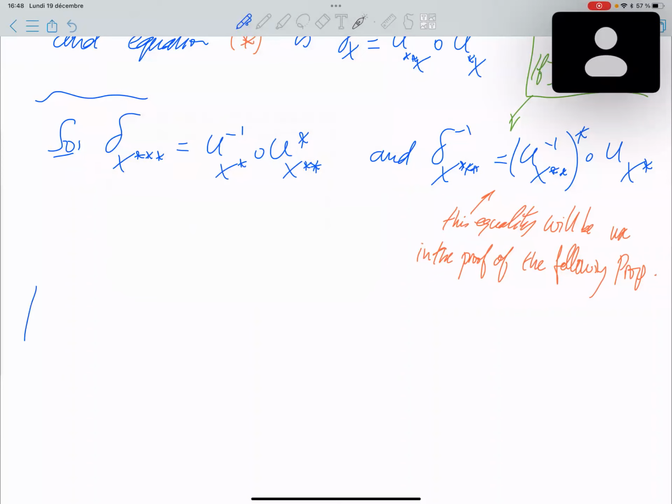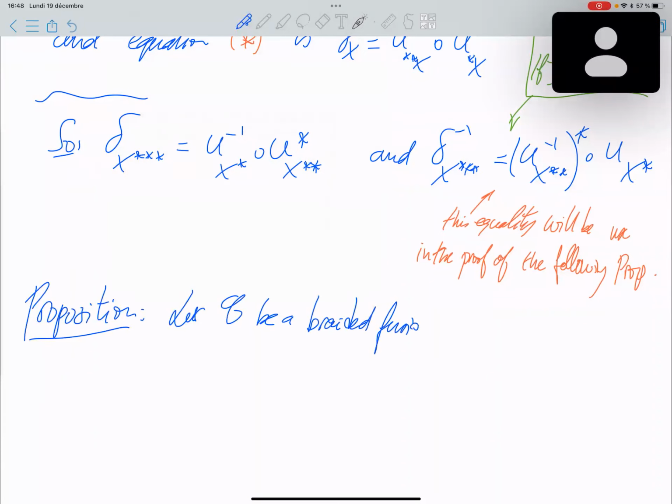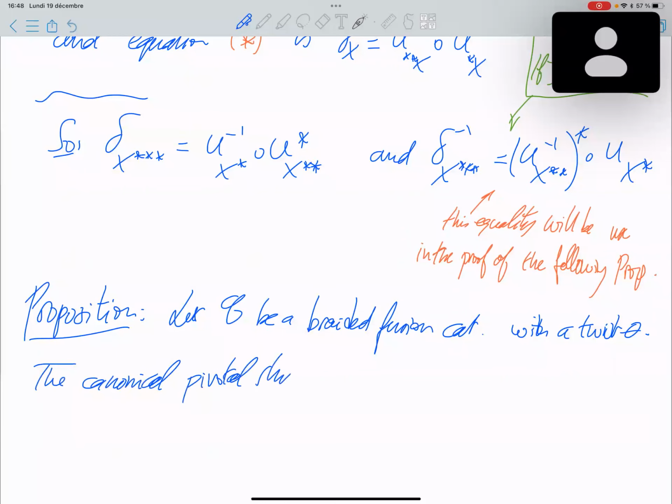Proposition. Let C be a braided fusion category. Fusion category. We need fusion here with a twist theta. The canonical pivotal structure phi equal theta composed with U.